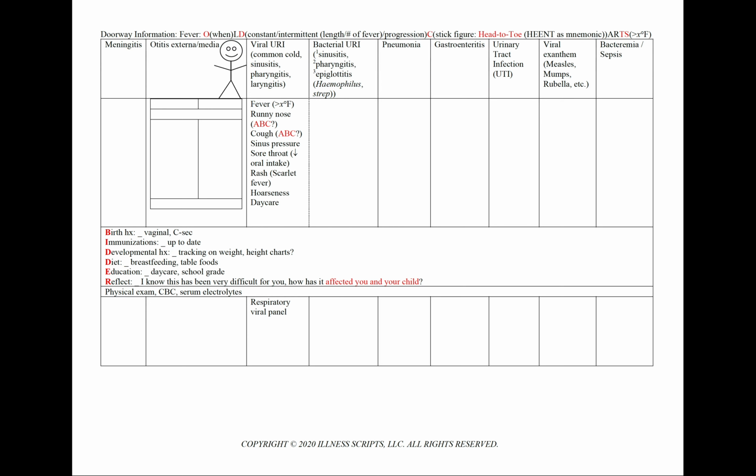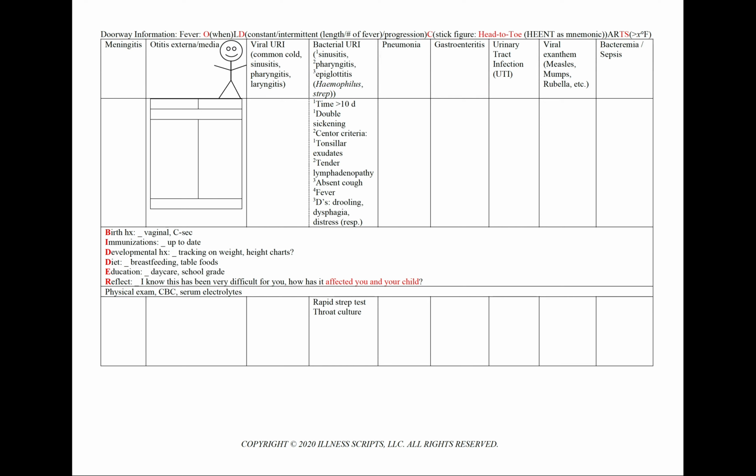panel. In a bacterial URI, we can see the same symptoms as we saw with the viral URI, and what helps us differentiate a bacterial sinusitis from a viral sinusitis includes the time course if it's been greater than 10 days or the phenomenon of double sickening, which is a worsening after an initial improvement. What helps us differentiate the bacterial pharyngitis from the viral pharyngitis include the Centor criteria, or tonsillar exudates, tender lymphadenopathy, an absent cough, and a fever.